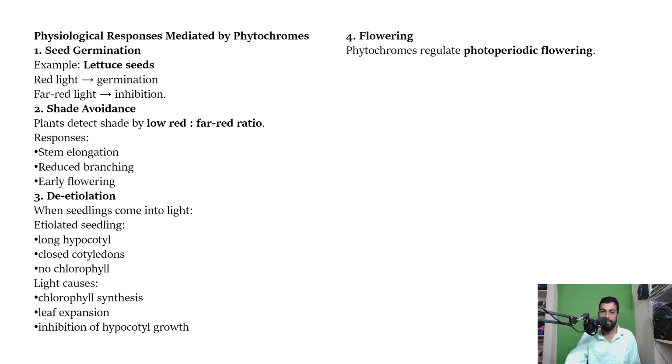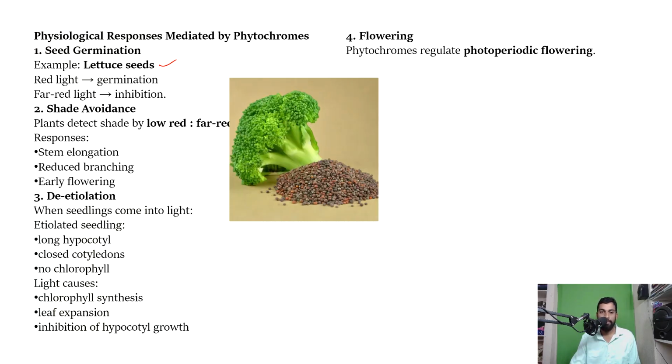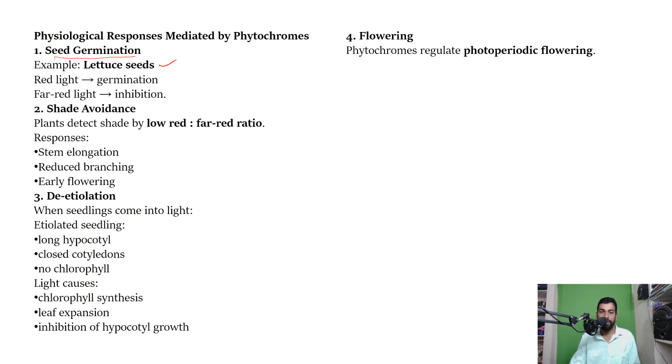Physiological responses mediated by phytochromes. The first one is seed germination. We have discussed examples like lettuce seeds. So here, red light is supporting germination, and far red light is inhibiting germination.